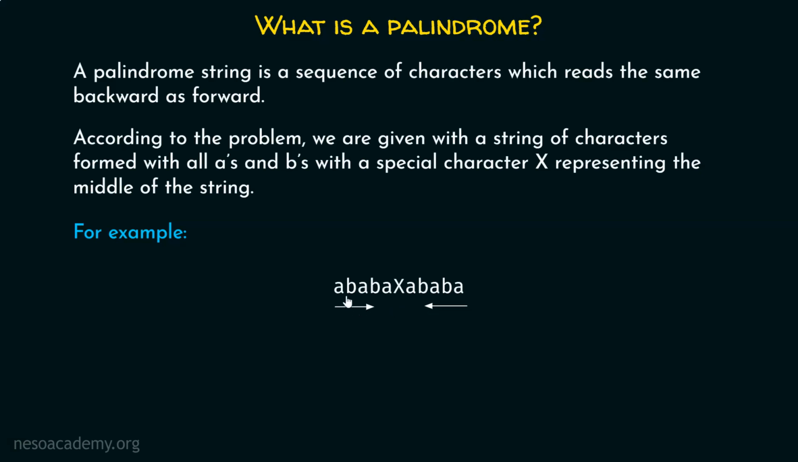You can see that here we have A, B, A, B, A, and here also we have A, B, A, B, A. Therefore, there is no doubt that this string is actually a palindrome. According to the definition, a palindrome string is a sequence of characters which reads the same backward as forward. And this is the reason why I'm saying that this string is actually a palindrome. In this way, we can check whether a string is palindrome or not.